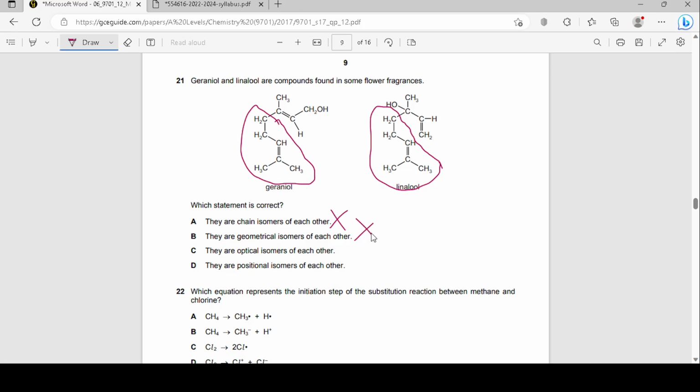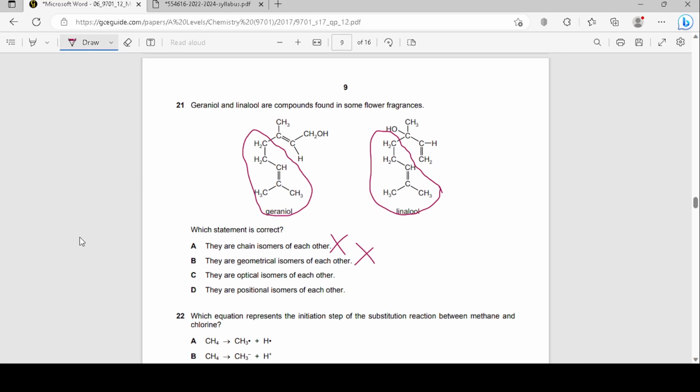Now, optical isomers, they cannot be optical isomers either, because if they were optical isomers, they would not be drawn in this form. Their difference would be highlighted using those diagrams which have dots and wedges, and the three-dimensional diagram basically to show that they're mirror images and whatever. But that's not what's drawn here, so that just shows that they're not optical isomers. But really, I don't see any chiral carbon atoms in geraniol, at least. But if I look at linalool, I do see one chiral carbon atom which is here. But again, they're not drawn as three-dimensional diagrams. So yeah, they're not optical isomers either. So then that only leaves option D. They're positional isomers of each other.